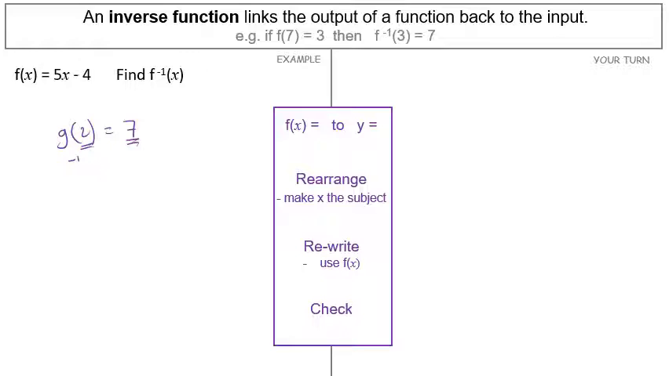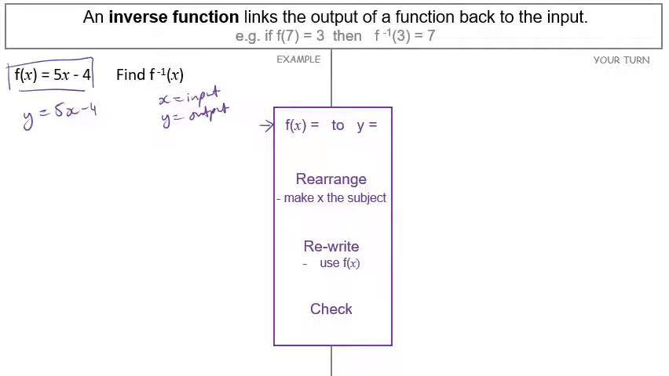To find it, we need to follow the steps in the middle of the page here. So I'll talk you through an example and then there's a chance to have a try at another one. So we've got f of x is 5x minus 4 and we want to find the inverse function of this. First step is we need to rewrite it and we're going to write it with y is equal to 5x take away 4. So just to think it through, x is the input and y here is representing the output for our original function.